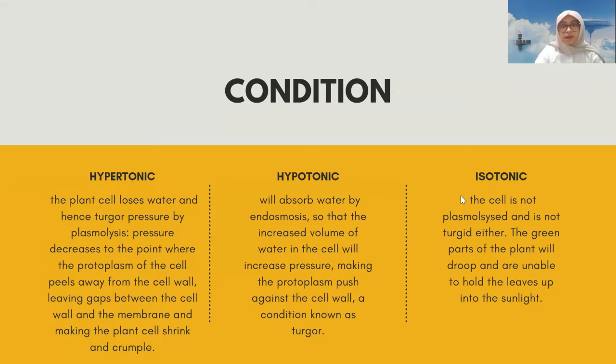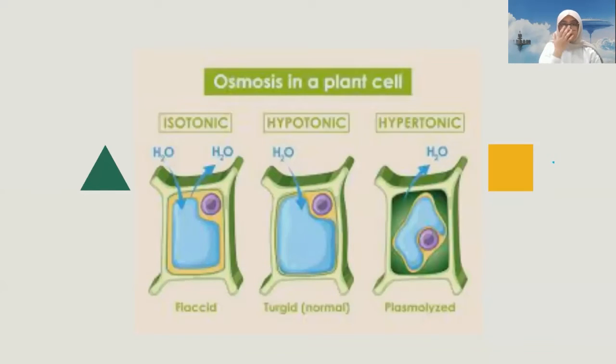The second one is hypotonic. The cell will absorb water by endosmosis so that the increased volume of water in the cell will increase pressure, making the protoplasm push against the cell wall, a condition known as turgor. And isotonic is when the cell is not plasmolyzed and it's not turgid either. The green parts of the plant will droop and are unable to hold the leaves up into the sunlight. And this is what it becomes in the picture. In isotonic, it becomes flaccid. In hypotonic, it becomes turgid or normal, and in hypertonic, it's plasmolyzed.